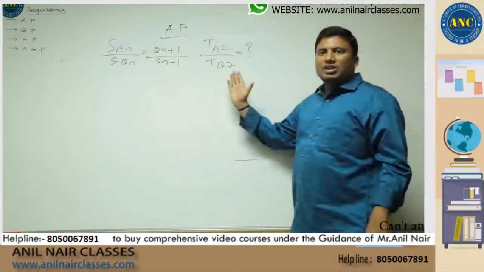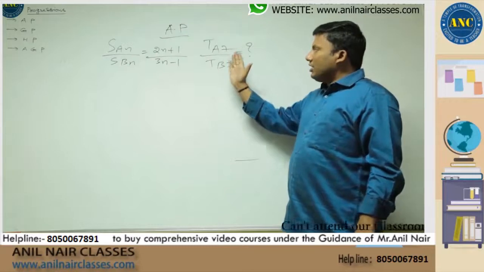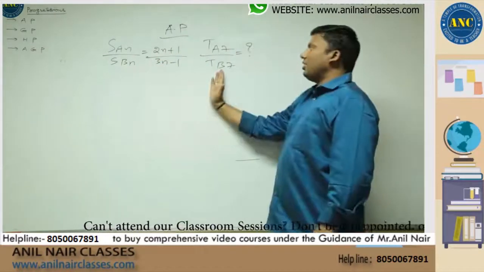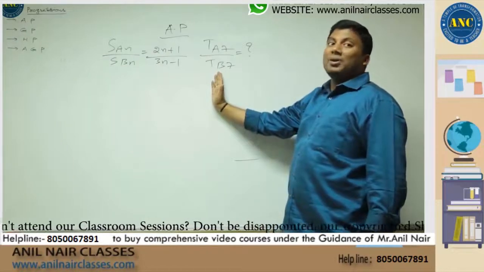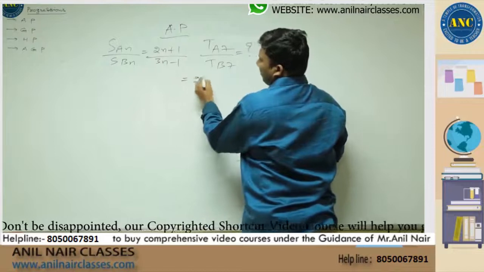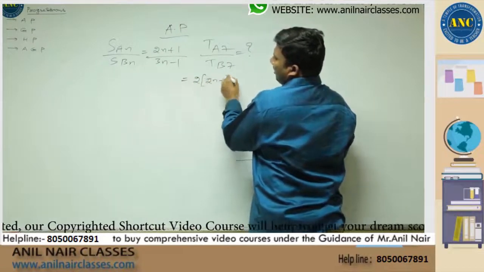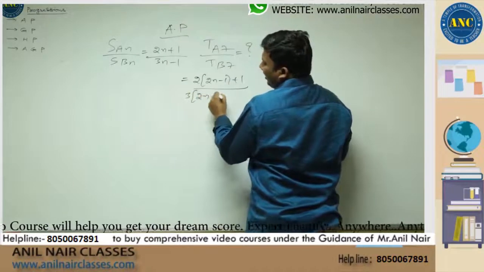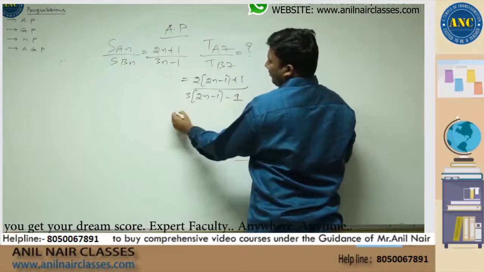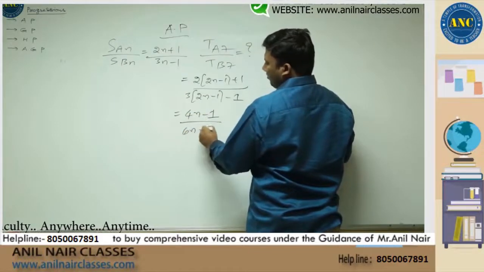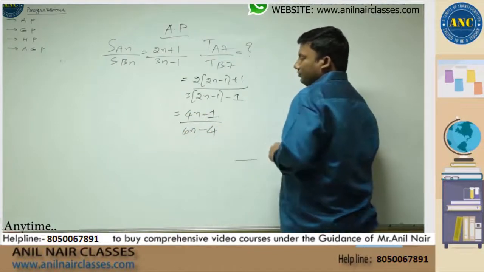What did we just discuss? The sum of n terms ratio can be converted into nth term ratio by replacing n by 2n minus 1. It is nothing but 2 into (2n minus 1) plus 1 by 3 into (2n minus 1) minus 1. It is 4n minus 1 by 6n minus 4.